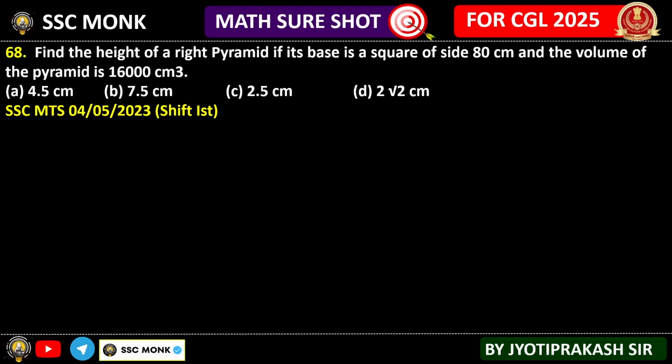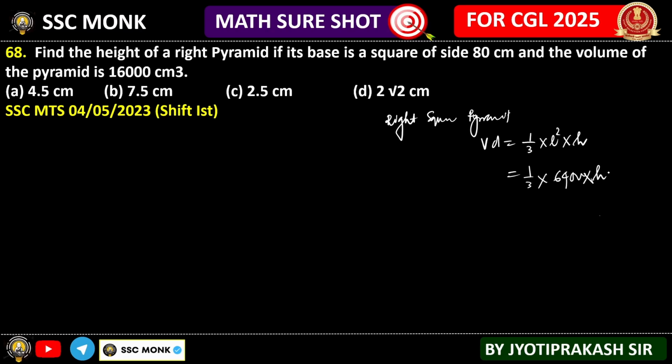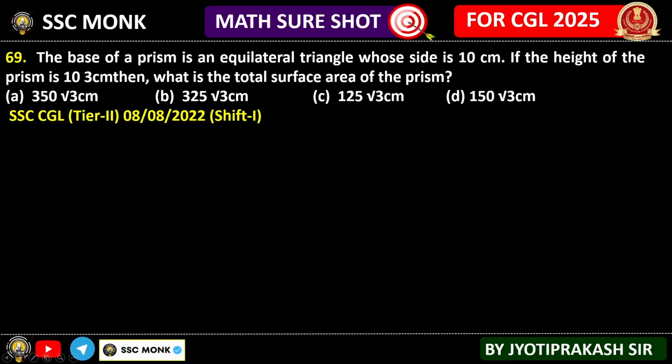Now see, for pyramid and prism, you know it is important, so you need to remember this properly. For a right square pyramid, volume is equal to 1 by 3 into L square into H. So 1 by 3 into area 80 squared, 6400, into height is equal to 16,000. Zeros gone, 16 and 4 just 64. Here I can write H is equal to 3 into 10 by 4. That can be written as 7.5 centimeter. Answer option B.